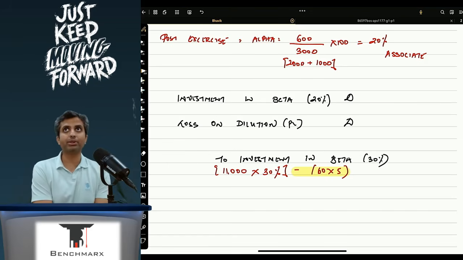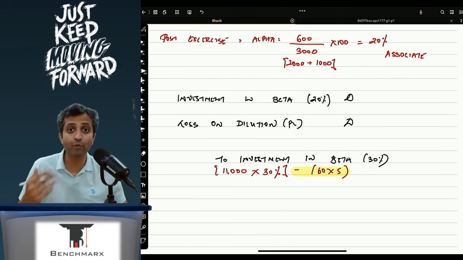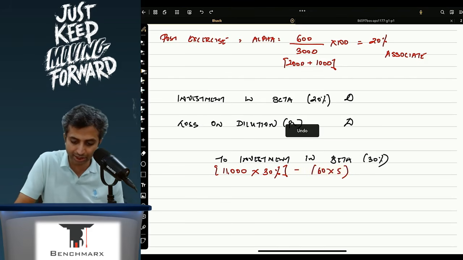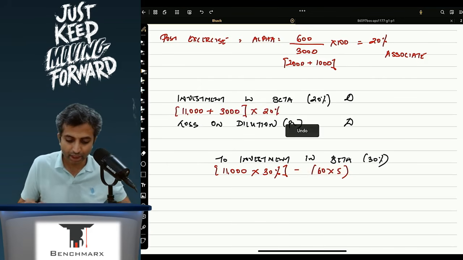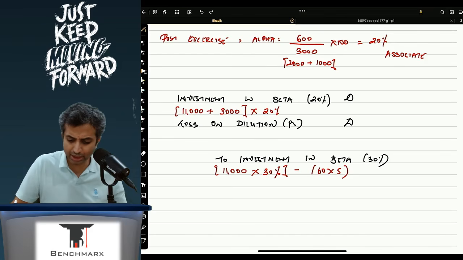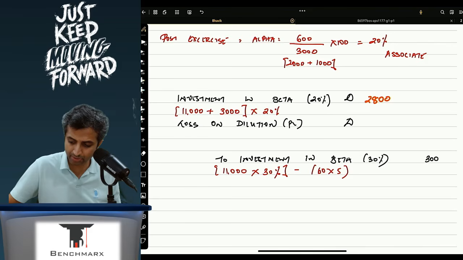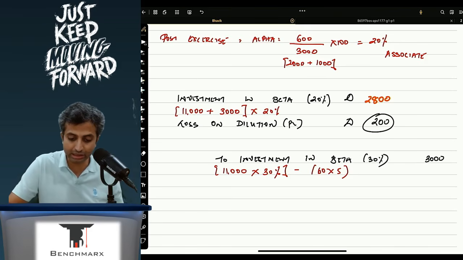20% of what? Well, 20% of 11 plus 3, that is equal to 14,000, and hence I'll bring in new investment worth 11,000 plus 3,000 into 20%. So I'll bring in new investment worth 2,800. I will remove an investment which is worth 3,000 ultimately, and hence the 200 rupees difference is called as the loss on dilution.